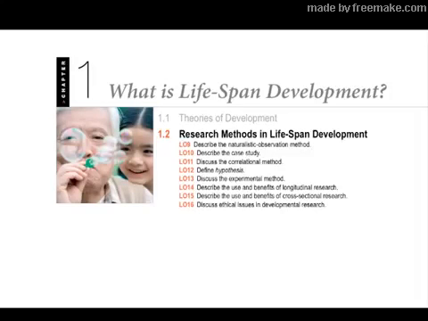Lifespan Development. And in this part, we're going to look at research methods that are frequently used in developmental research. Very quickly, we have naturalistic observation methods, case studies, correlational studies, experimental studies, longitudinal, cross-sectional, and developmental research, and ethical considerations. We'll try to look at each of those pretty quickly.